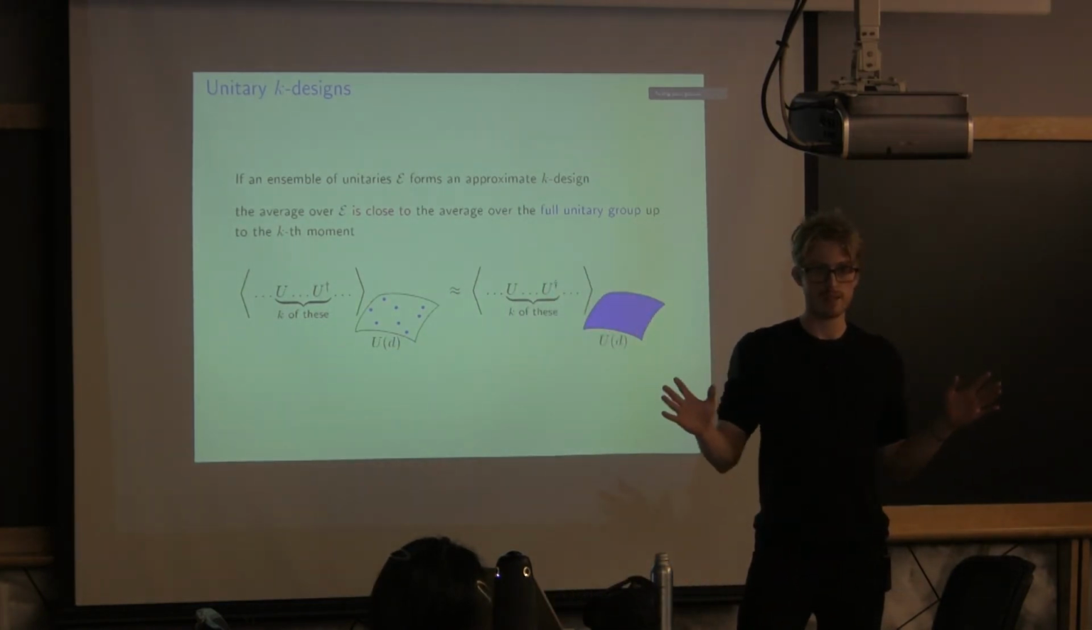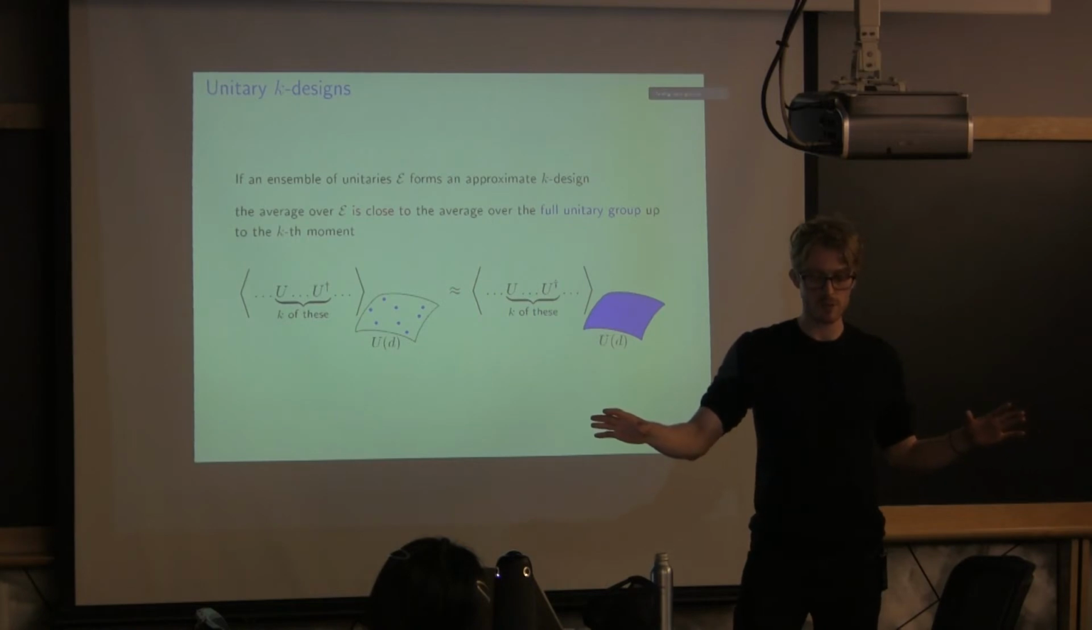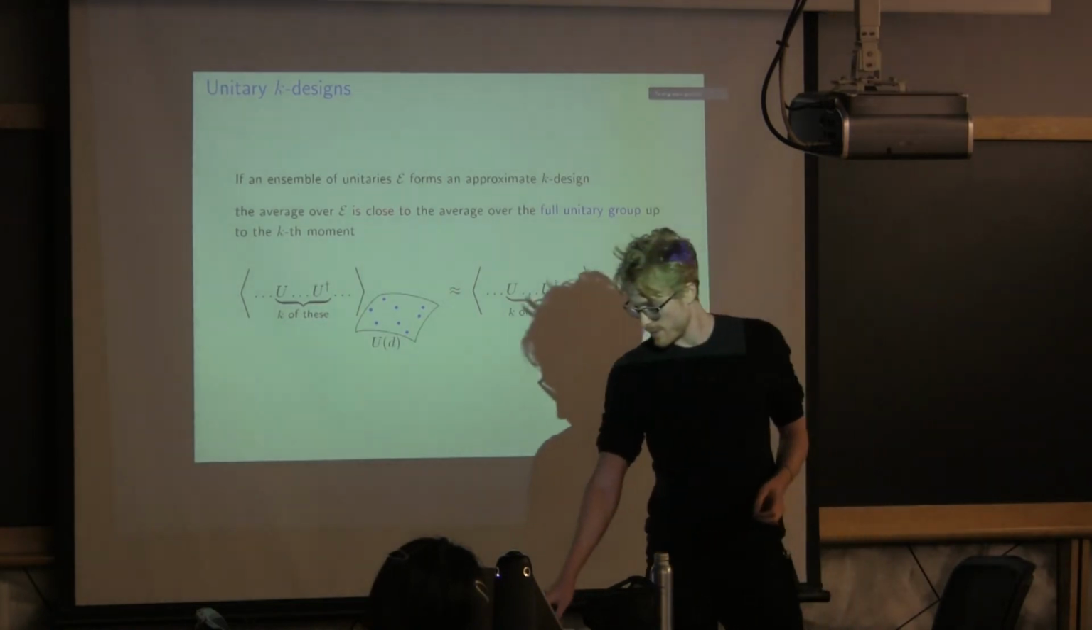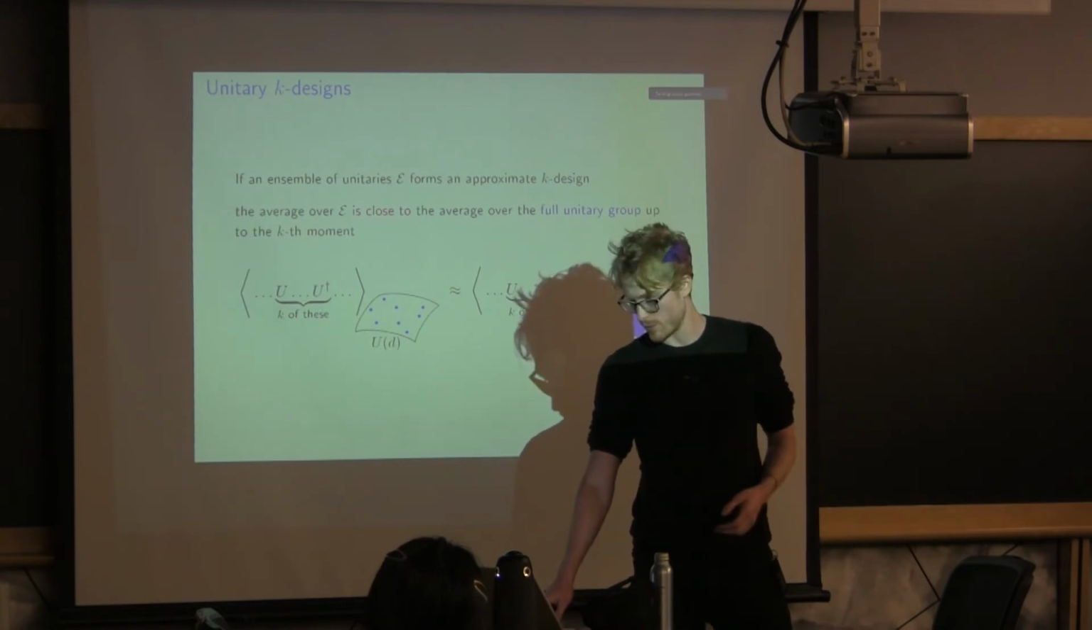Basically, designs are just nice distributions of unitaries on the unitary group which look Haar random if you don't look too closely. And the closer you look is the higher the k is.